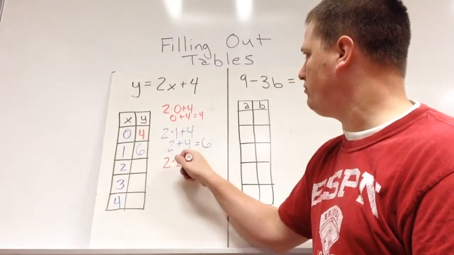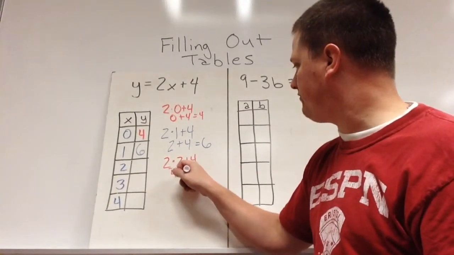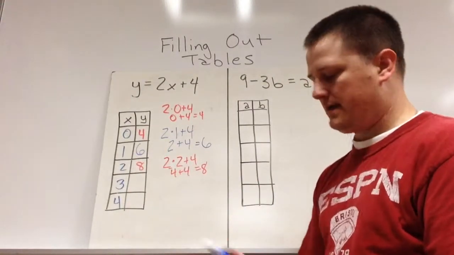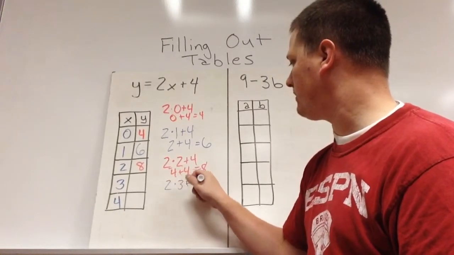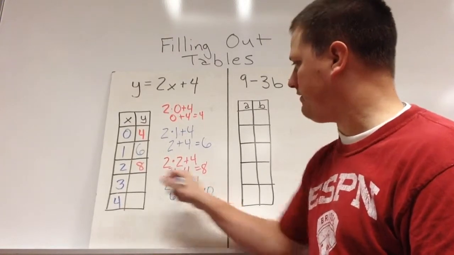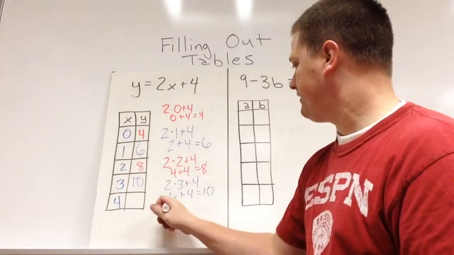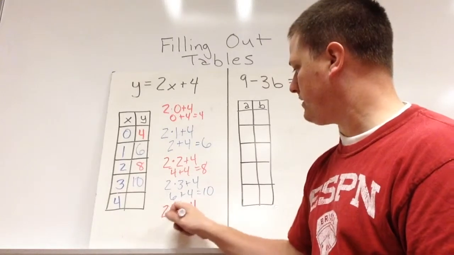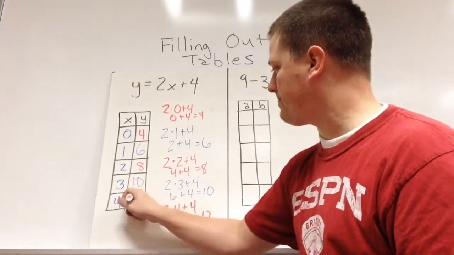2 times 2 plus 4. 2 times 2 is 4, plus 4 is 8. So we've got 8 here. And continue on. 2 times 3 plus 4 is 6, plus 4 is 10. So we've got 10 for that one. And we've got one more. 2 times 4 plus 4. 2 times 4 is 8, plus 4 is 12.